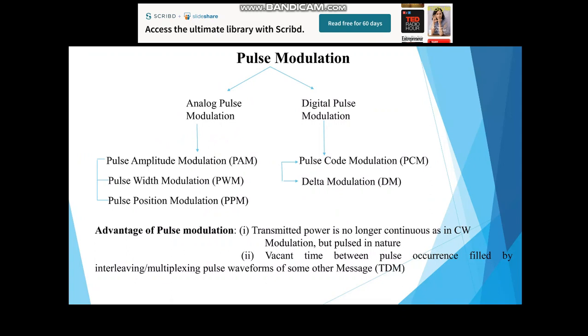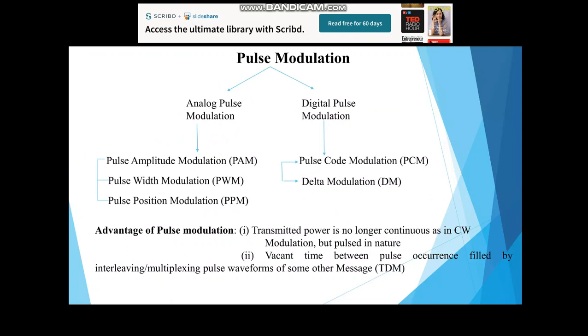Today our topic is pulse modulation: analog pulse modulation and digital pulse modulation. Analog pulse modulation includes pulse amplitude modulation (PAM), pulse width modulation (PWM), and pulse position modulation (PPM). Digital pulse modulation includes pulse code modulation (PCM) and delta modulation (DM).